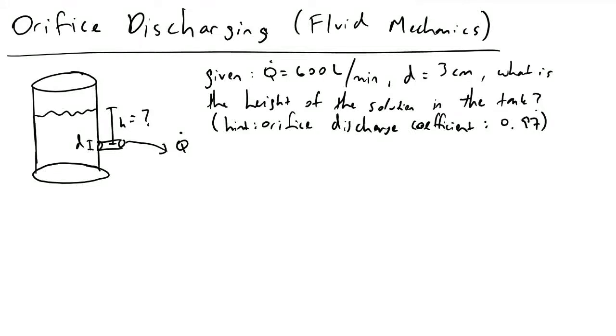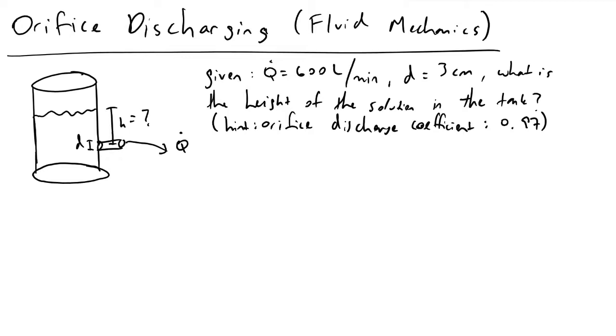In a fluid mechanics class as a chemical engineer, you're going to need to be able to tell somebody what the height of a fluid is in a reactor that must be causing you to get some kind of volumetric flow rate exiting a valve you have just opened. And in a little bit more technical terms, what this is referred to as orifice discharging.